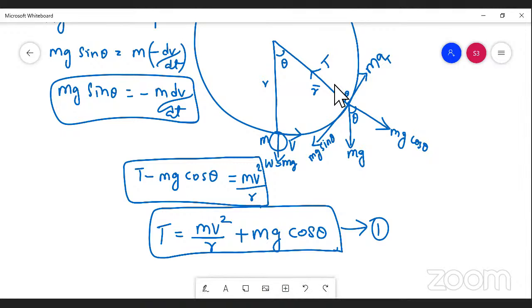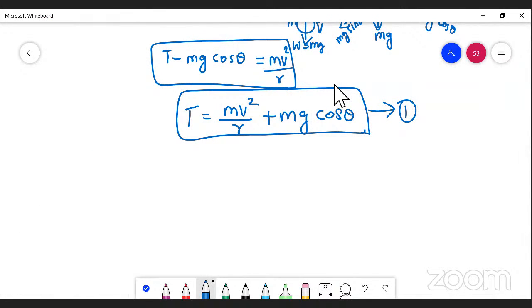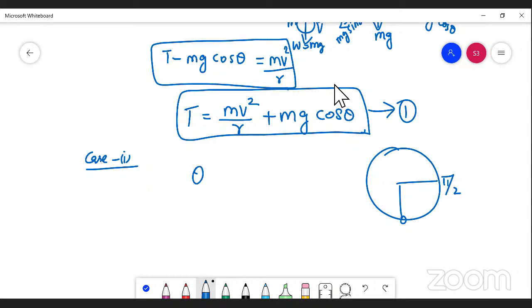First of all, I will explain four cases that are very important in this topic. Case 1: consider the angle theta from 0 to pi by 2, greater than 0 and less than 90 degrees. Here mg sin theta is equal to ma, so a is equal to g sin theta, the tangential acceleration. So g sin theta is valid for all values of theta in this range.